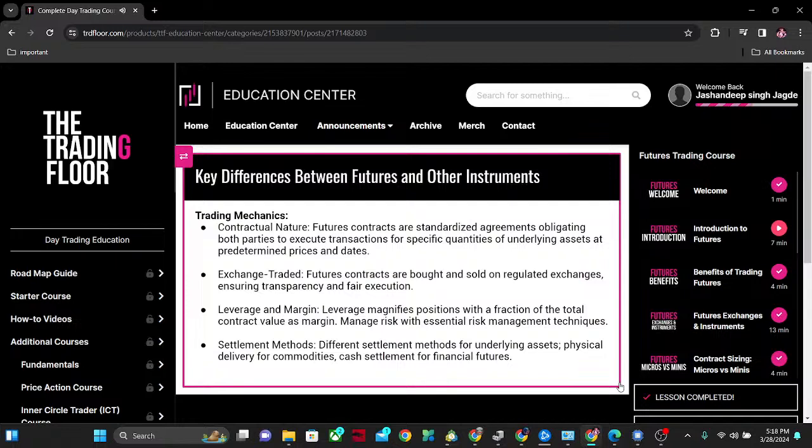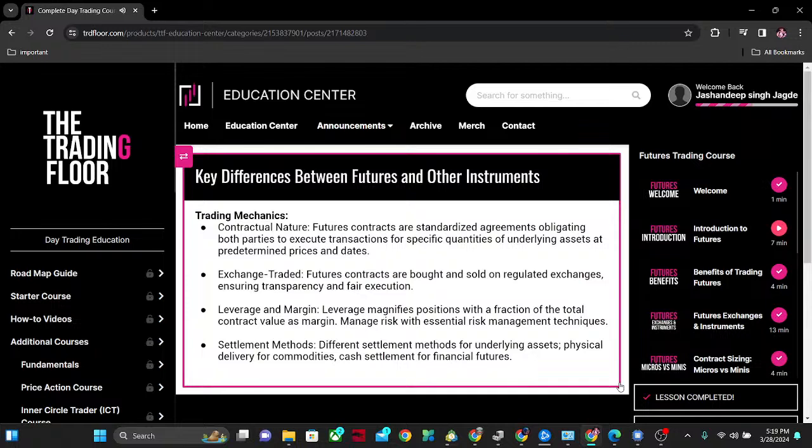Another example, leverage and margin. One of the most notable features of futures trading is the use of leverage. Traders are required to post a margin, which is only a fraction of the total contract value. This allows market participants to control a more substantial position with a relatively small upfront capital investment. While leverage can amplify profits, it also magnifies potential losses, making risk management essential. We'll go into more about risk management later on.